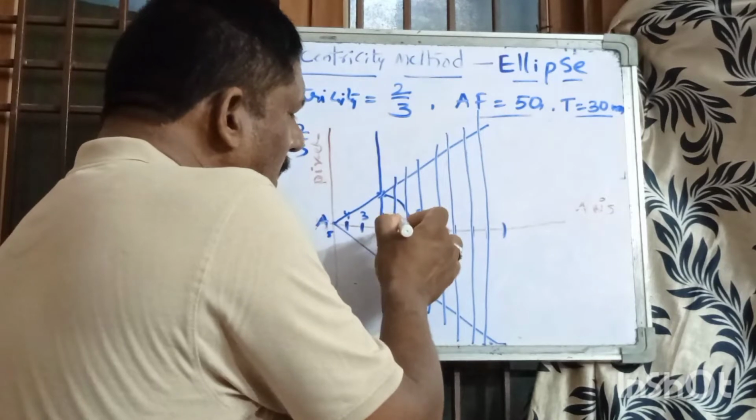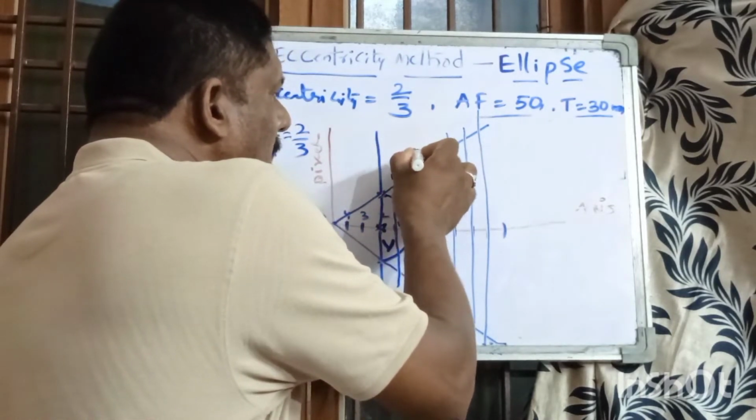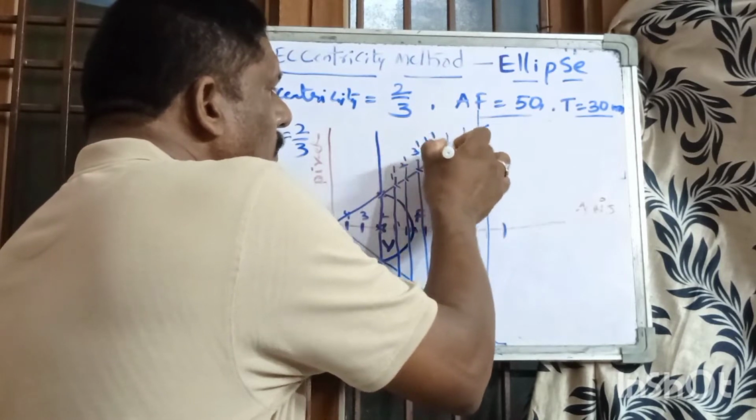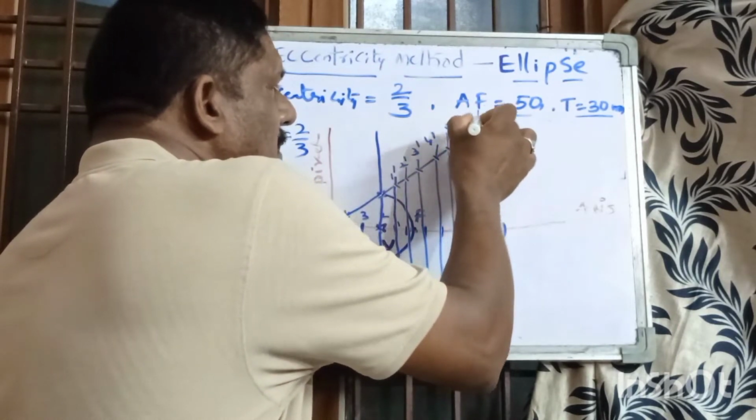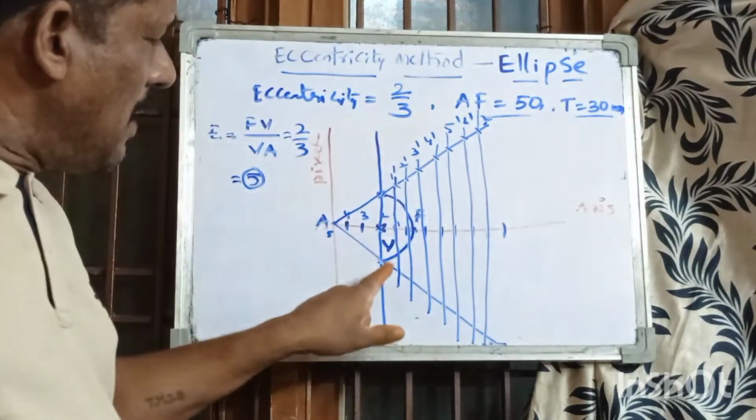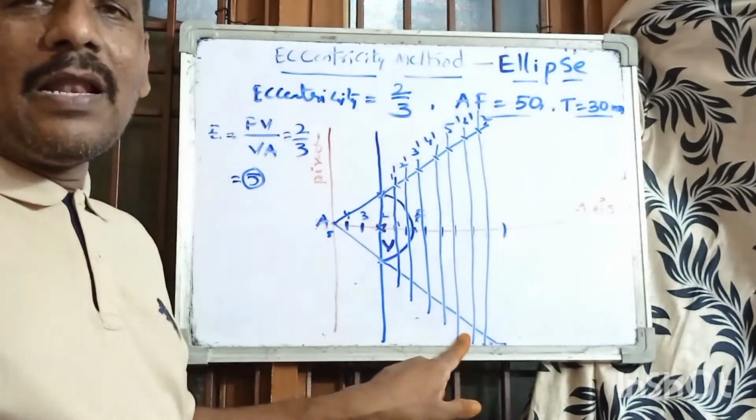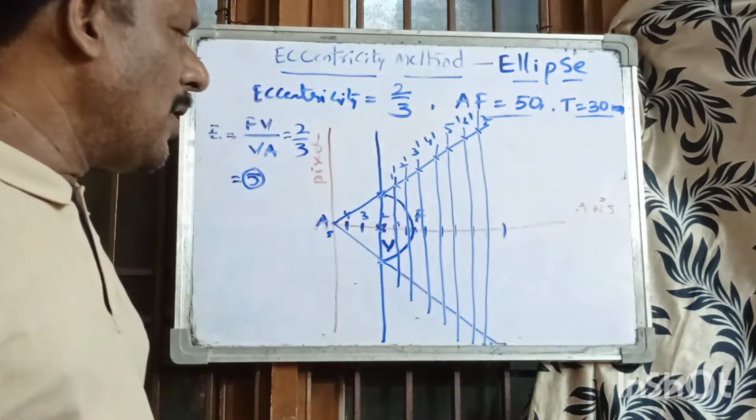Suppose this is the first line and here is 1 dash, this is 2 dash, 3 dash, 4 dash, 5 dash, 6 dash and 7 dash, like that you go. And below side also you give the same numbering, 1 dash, 2 dash, 3 dash, 4 dash, 5 dash, 6 dash, like that up to the end of the curve.